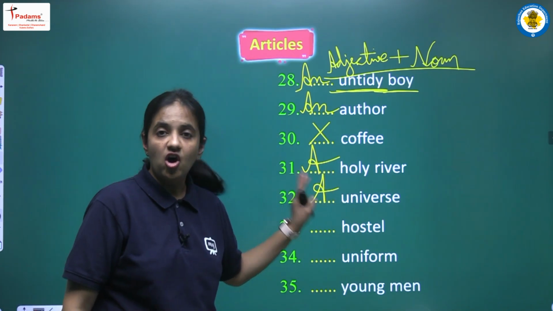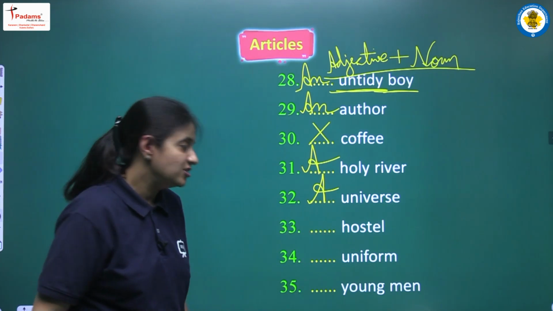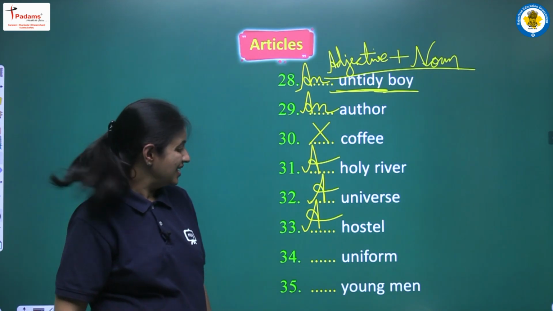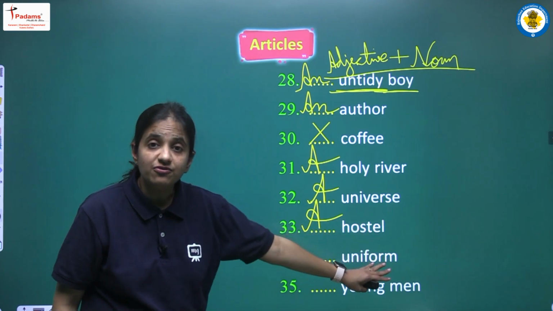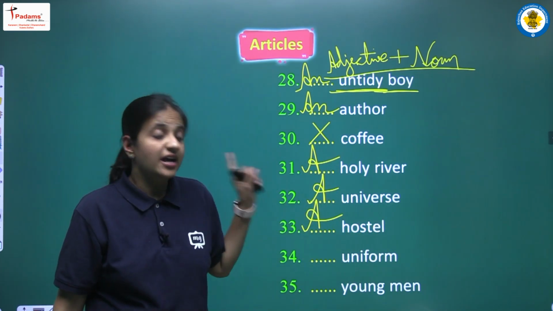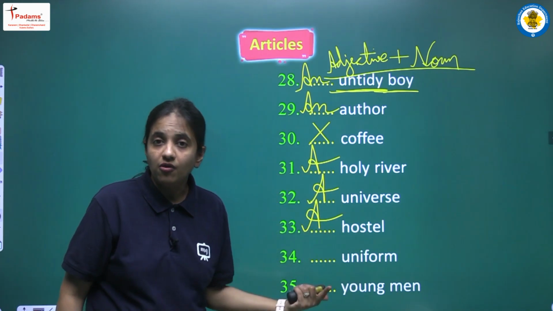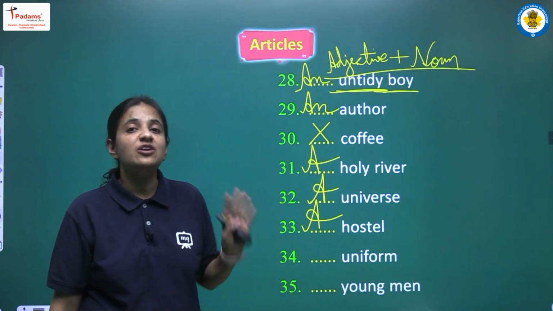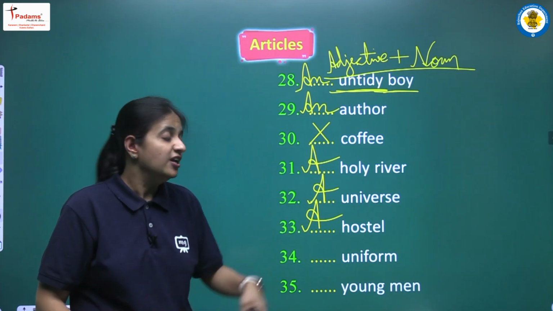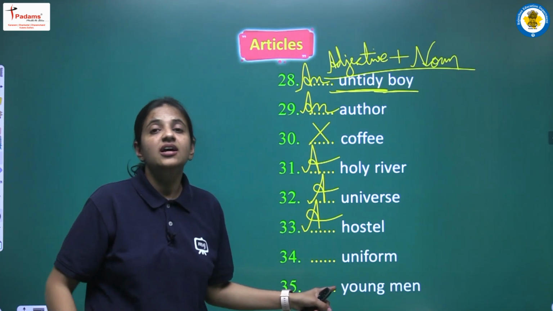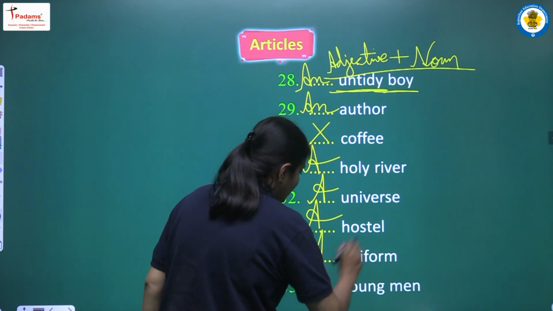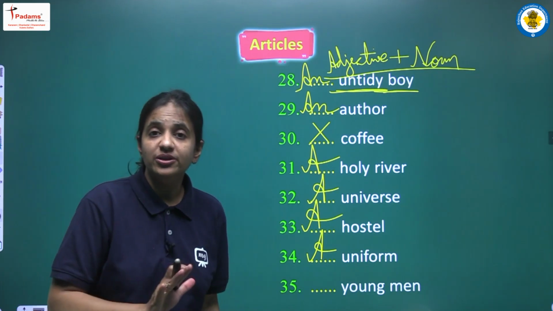Next we are having hostel. So for hostel also we have to use a according to the consonant sound that is given to us. Next we are having uniform. So again we can see that U, it is one of the vowels, but we don't see the spelling when we are using the articles, we have to see the pronunciation. So the starting sound is a consonant sound. So for that we have to use a, and it will be a uniform.